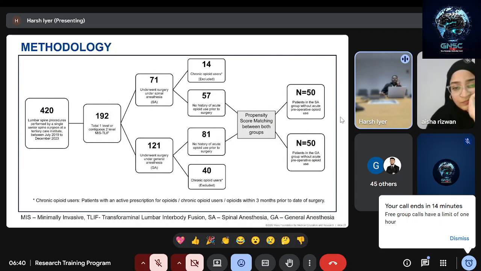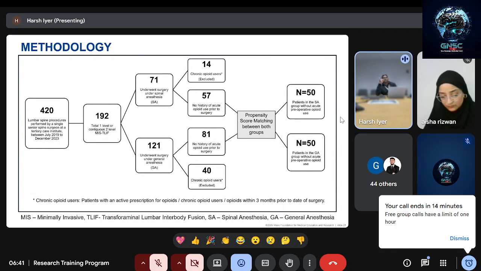But also at the same time, this helps maintain the homogeneity. That is what we were trying to do. The only difference we wanted to see, or we wanted to keep the cohorts different on, was that one aspect: spinal anesthesia for TLIF versus general anesthesia for TLIF. And to reduce the confounding even further, we then did a propensity score match between both groups. This propensity score match is done on age, risk factors, and preoperative symptoms.